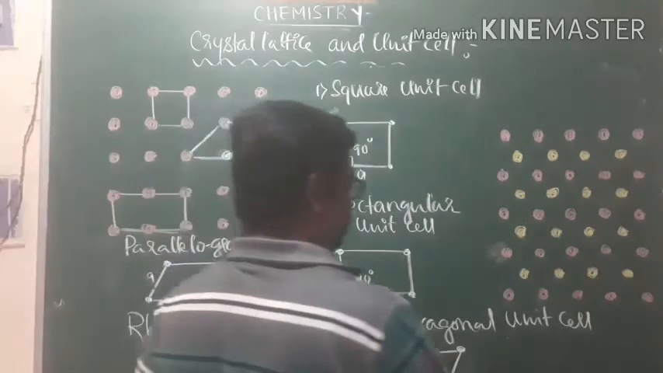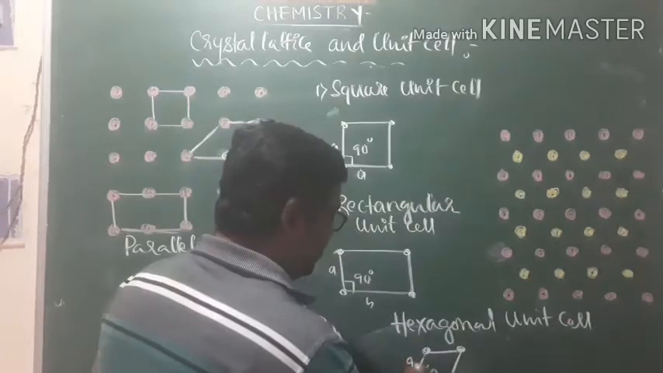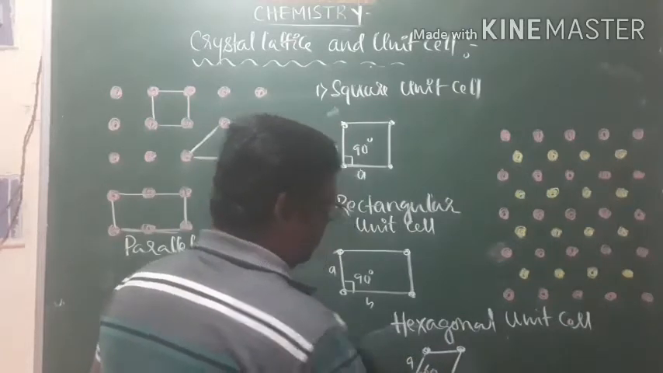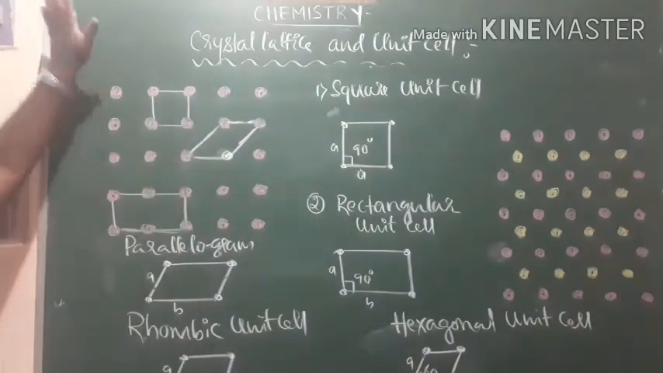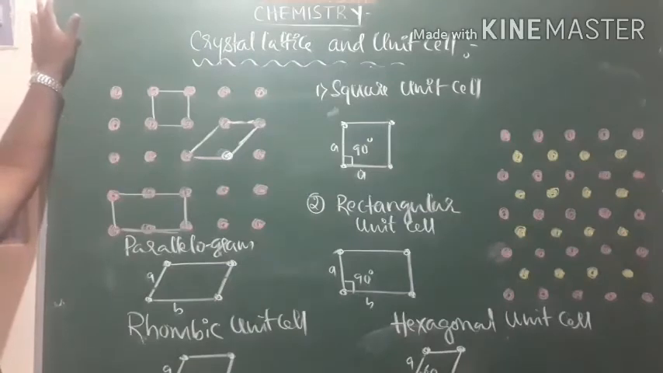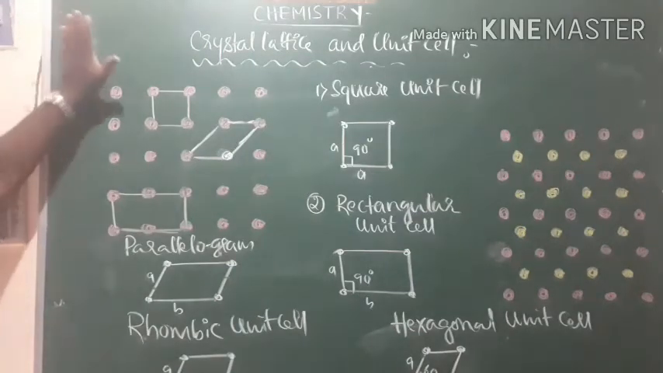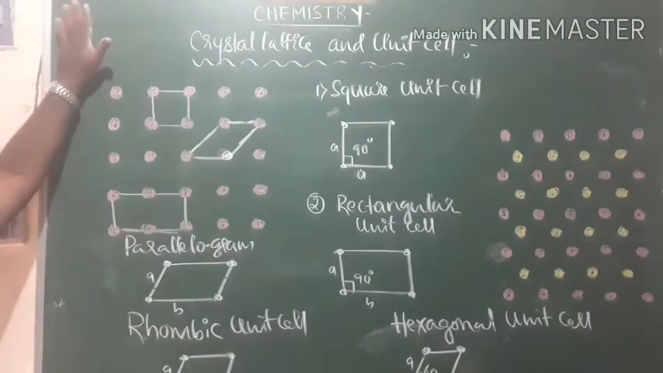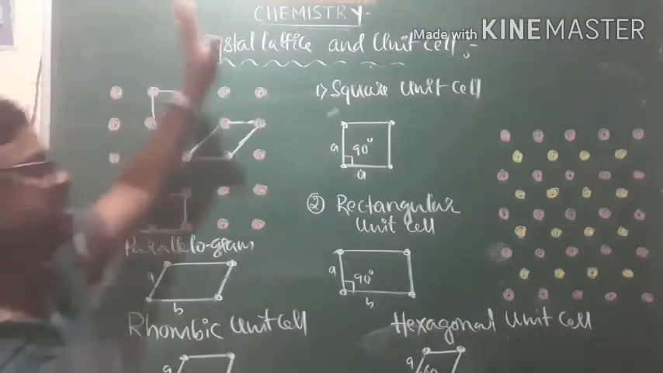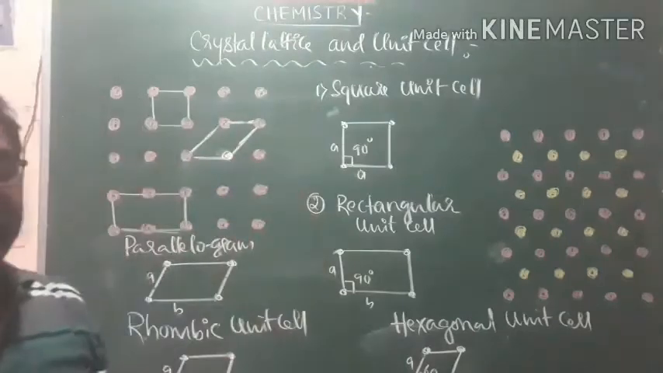But here, in the case of hexagonal unit cell, sides are having the same length and with an angle of 60 degree. These are the 5 possible unit cells in 2-dimensional plane as far as crystal lattice is concerned. Yes? So this is what we call types of unit cells in 2-dimensional plane.